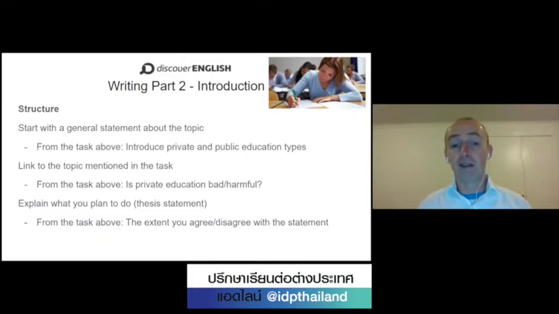So from the task above, it could be the extent you agree or disagree with the statement. That's really quite common in the introduction, but it's not necessary. You could have that in the conclusion. Some people like to include the extent that they agree or disagree with the statement in the introduction, just in case they run out of time and don't get to it in the conclusion. Yeah, that's a possibility for sure.